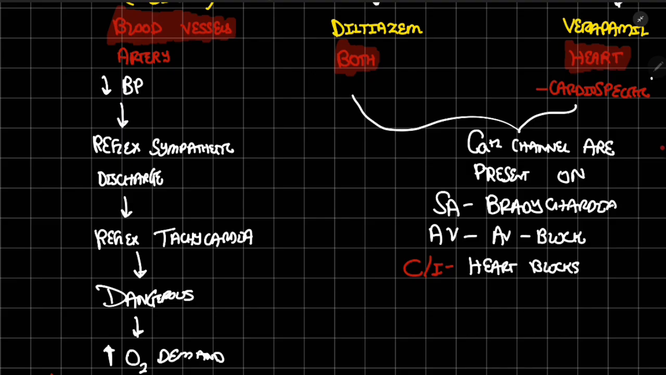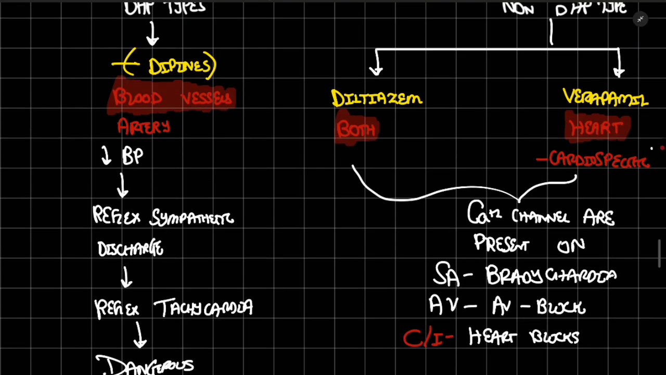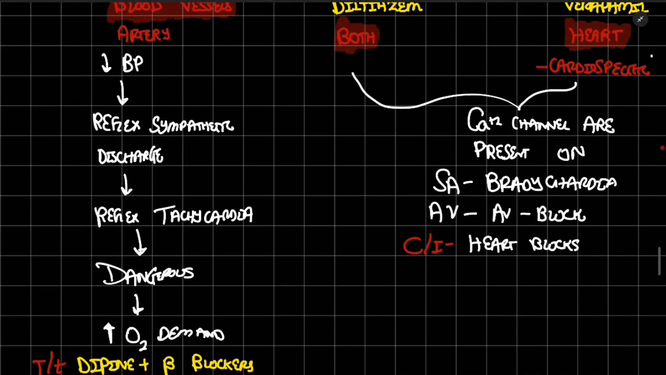And if there is a problem with the SA or AV node. Okay, now tell me one thing, if we combine this non-DHP type of calcium channel blocker with beta blockers, what will be the effect? So we have seen that this non-DHP type acts on the SA node, AV node and blood vessels. Okay, meaning diltiazem additionally acts on blood vessels.